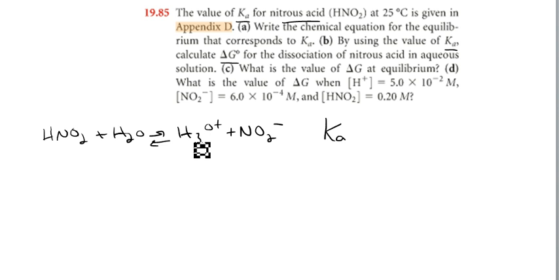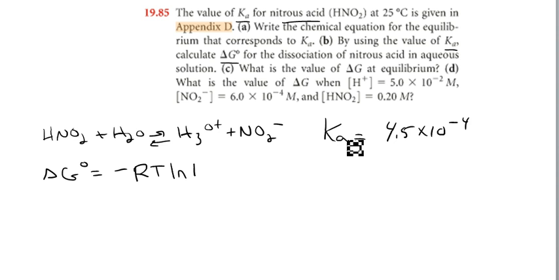So we have to look up the K value in our list of Kas for weak acids, which is 4.5 times 10 to the negative fourth. The relationship between delta G and K is delta G standard equals negative RT times natural log K. So we can easily find delta G given the K.